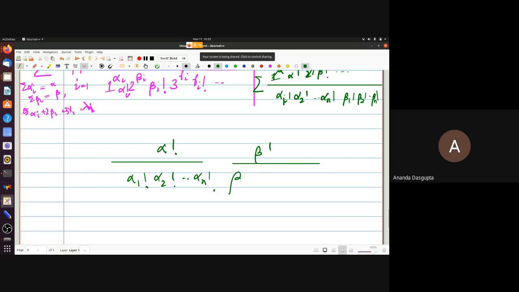So ultimately, the formula simply becomes alpha factorial divided by alpha 1 factorial, alpha 2 factorial, alpha n factorial, times beta factorial divided by beta 1 factorial, and so on. Of course, the sum is still there, but the only thing you have to remember in the sum is that you have to have these conditions. Now, is this okay? Everything else cancels out. So all these lambda factorials drop out. The powers drop out. You're just left with these factors.